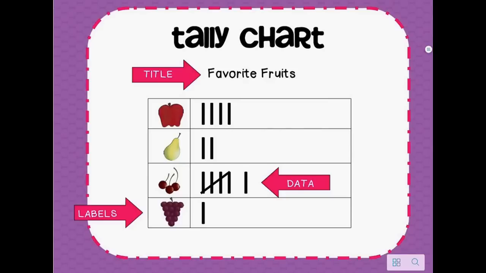If we were going to go and ask our classmates what was their favorite fruit, every time someone said apple, we'd put a tally mark by the apples. If someone said grapes, we'd put a tally mark by the grapes. Looking at this tally chart, what was the student's favorite fruit? Did you say cherries? You're right. 6 people voted for cherries. What was the class's least favorite fruit? You got it. The grapes only had 1 vote.